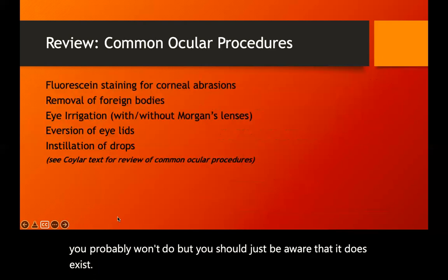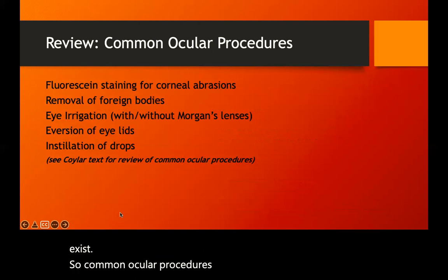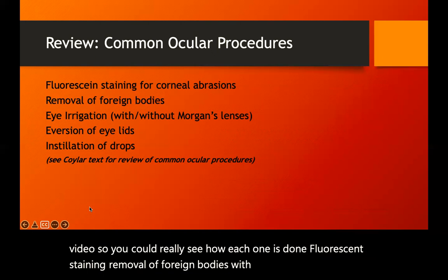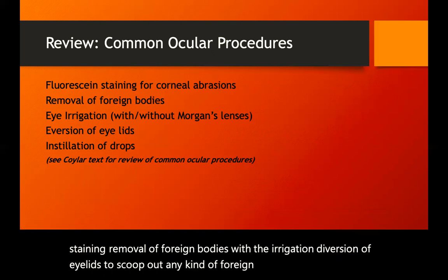Okay, so common ocular procedures, which we went into with your YouTube videos, so you can really see how each one is done. Fluorescein staining, removal of foreign bodies with eye irrigation, eversion of eyelids to scoop out any kind of foreign bodies with a sterile Q-tip, and then of course, instillation of drops.